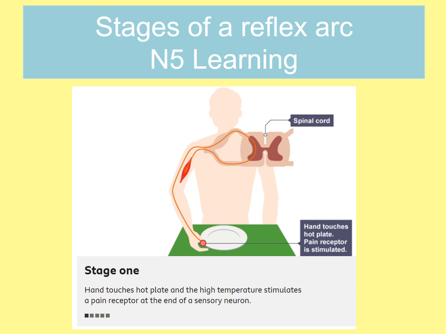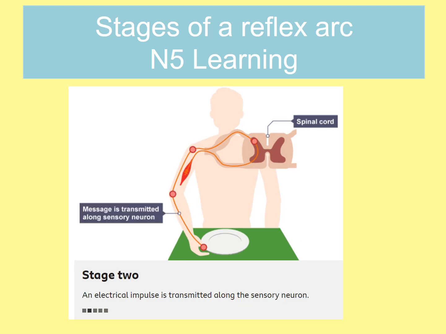In stage 1, the individual's hand touches a hot plate, and the high temperature stimulates a pain receptor at the end of a sensory neuron. The stimulation of the pain receptor will allow for an electrical impulse to be transmitted along the sensory neuron.